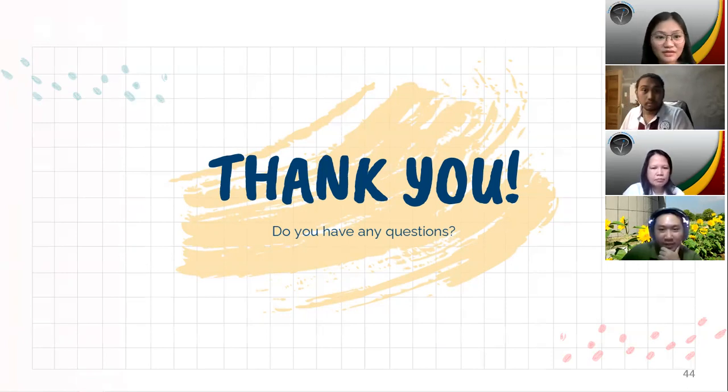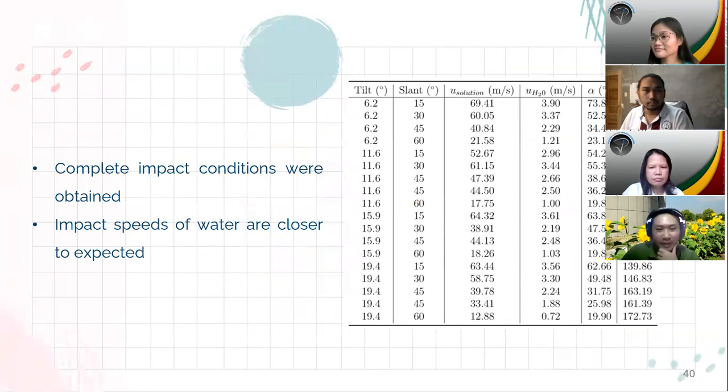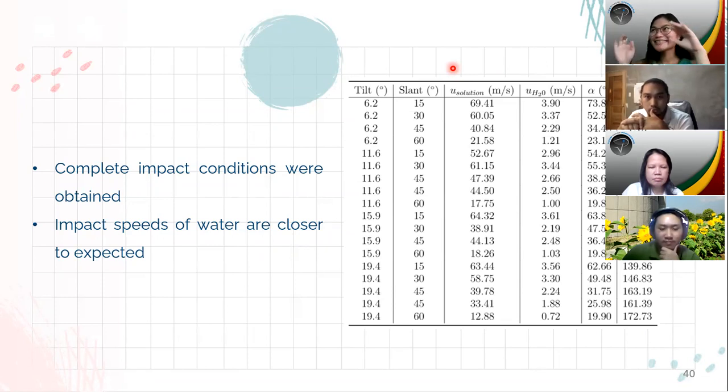Pwede patingin uli nung table sa slide 40? So bakit yung tilt at yung slant, bakit yan yung choice mo? Bakit yung 15, 30, 45? I originally chose 15, 30, 45, and 60 for both, just so it's more representative, mas broader yung range ng angles, mas representative siya ng lahat ng pwedeng mangyari.